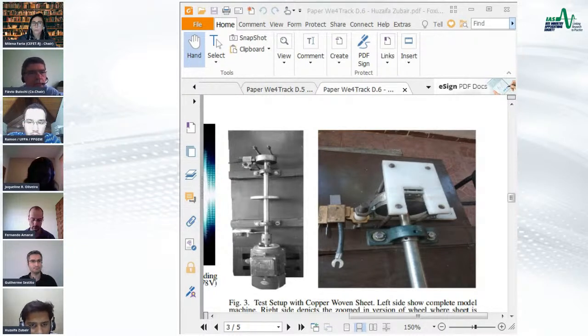It's not shown here because, as I said, there's a space constraint on the paper. But yeah, it's just the short sheet you can see here, the strip of copper on the wheel.